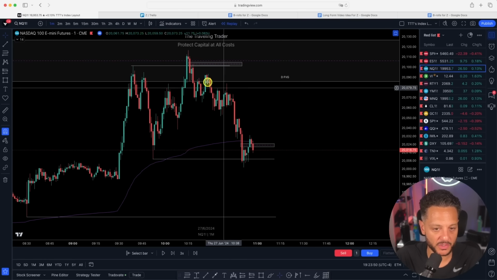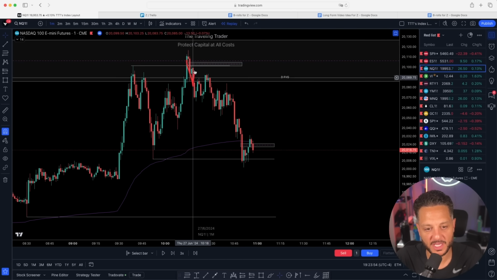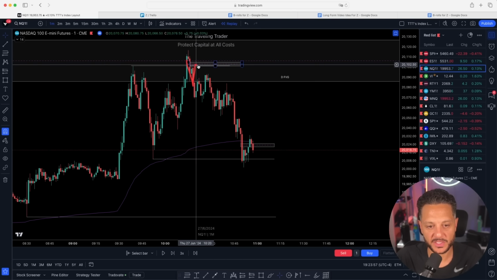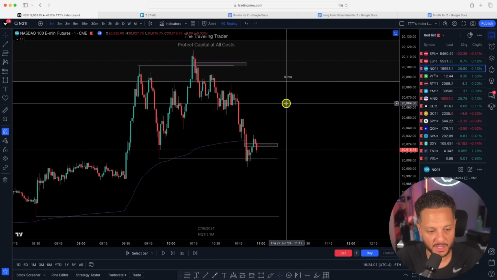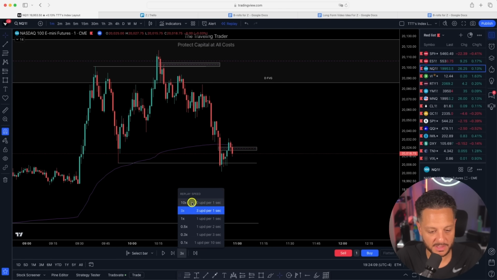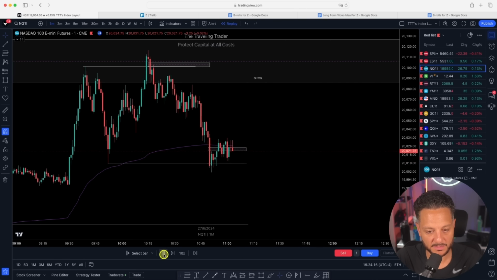So the first entry model here is a sweep of liquidity, a creation of a fair value gap after that sweep, and an entry based off of that fair value gap, right? That's it. That is the first entry model. I'm actually curious to see what happens here. Let's see what happens here. Do we actually get down here, or is this the sweep on liquidity before going back up? Let's see.